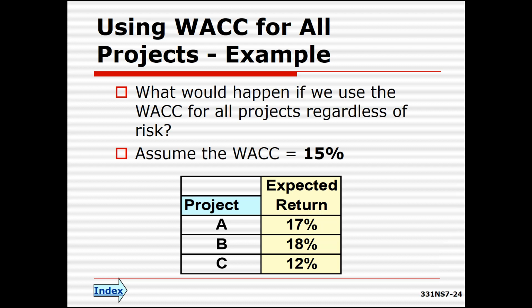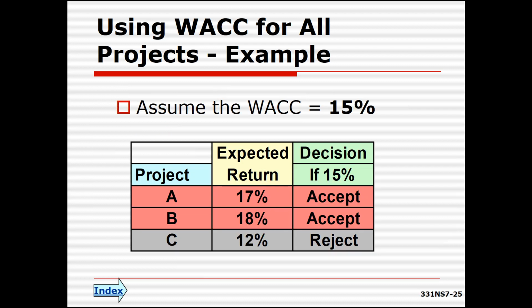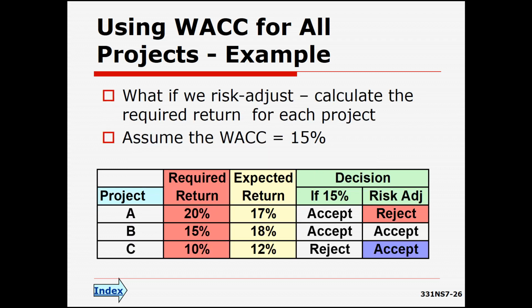Looking at this, which projects would be accepted if the firm used the 15% cost of capital for the hurdle rate? Compare 15% to the expected returns and accept project A and B. But what if we risk adjust? Using the 15% as a hurdle rate was seen on the last slide. Now, which projects should be accepted if we use the required return based on the risk of the project? We'd accept B and C and reject A.